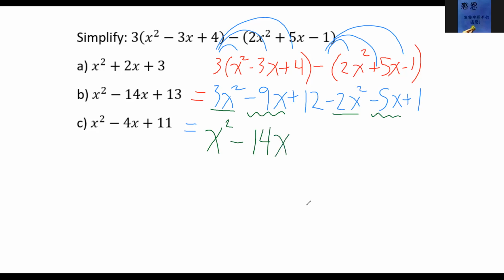And then lastly, I've got the positive 12 plus 1. Those are my constants. 12 plus 1 is 13. And you guys are very right. It's B.